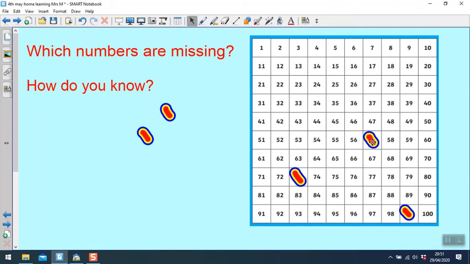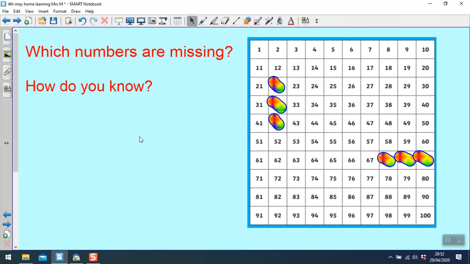This one is 57. It's in between 56 and 58. It's in between 47 and 67. This one is 73, it's 10 bigger than 63, it's 1 bigger than 72. This is 99, it's 1 bigger than 98, it's 1 less than 100, and it's 10 more than 89.